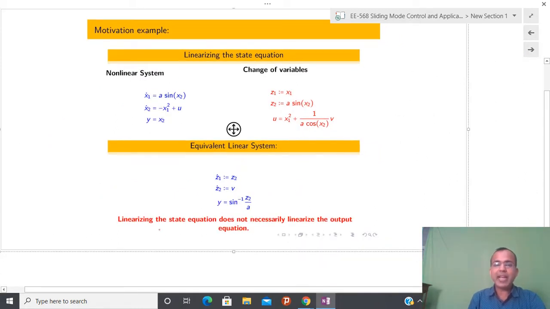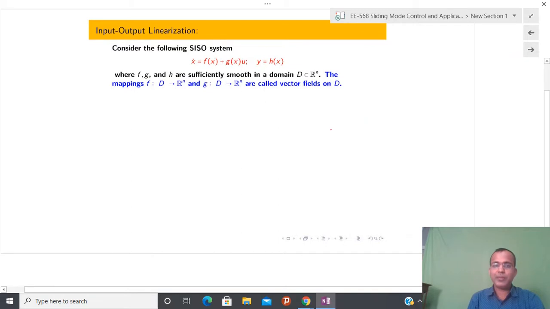So due to that reason I have written, linearizing the state equation doesn't necessarily linearize the output equation. In some cases you are able to find that your input to state equation also becomes linear, and your output also becomes linear, but in some cases you are not able to claim this. And due to that reason, a new concept comes into picture, that is called input and output linearization.